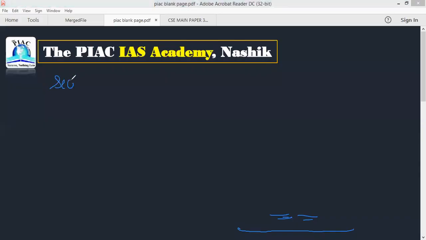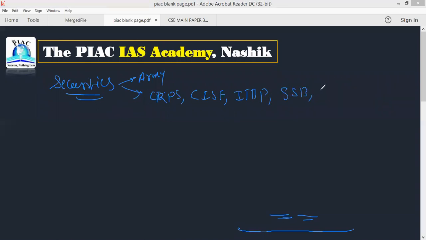So as far as India is concerned, there are several security agencies, along with the Navy and the Army. There are the internal security forces like CRPF, CISF, ITBP, Seema Suraksha Bal, SSB. Then you have the BSF.